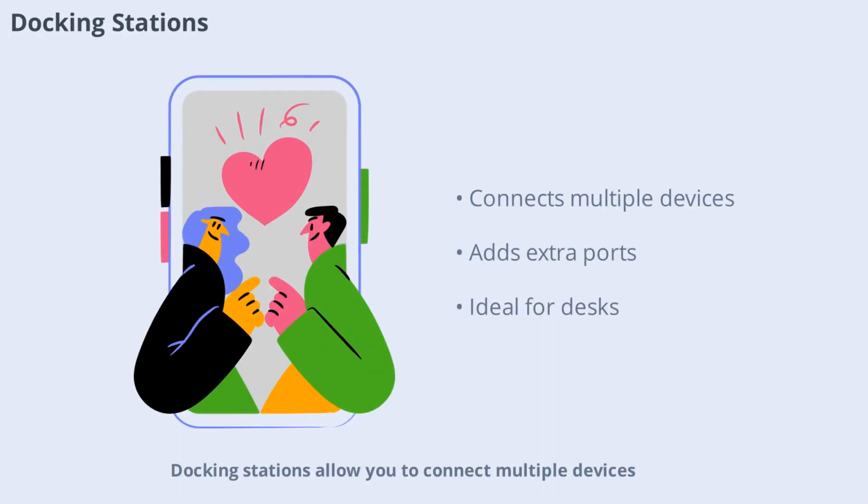Docking stations allow you to connect multiple devices to your laptop or desktop with a single connection. They provide extra ports for monitors, keyboards, mice, and more. Docking stations are especially useful for people who use their laptops at a desk and want a quick way to connect everything. Next, let's look at surge protectors and why they're important.